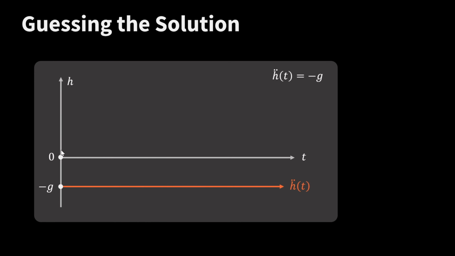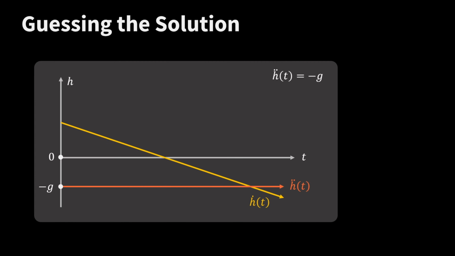Here we have the height of the ball along the y-axis, and time again passes from left to right. We know that h double dot is a flat line at the position minus g. Therefore, h dot needs to be a straight line with a constant negative rate of change. We can move this line up and down without changing its rate of change. I will talk about this degree of freedom later.